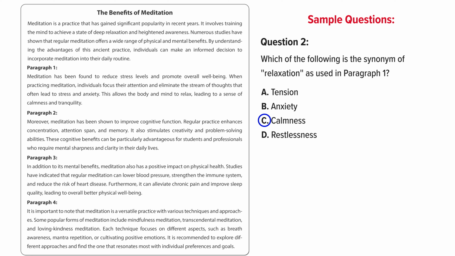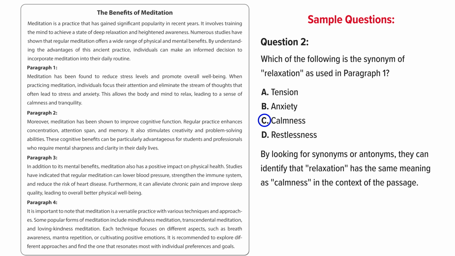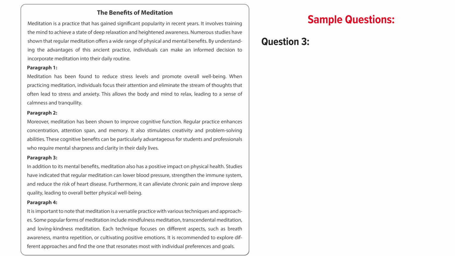Explanation. To answer this question, the test taker should focus on step B of the approach provided. By looking for synonyms or antonyms, they can identify that relaxation has the same meaning as calmness in the context of the passage.